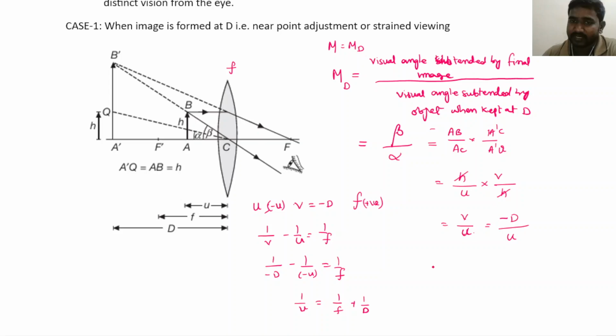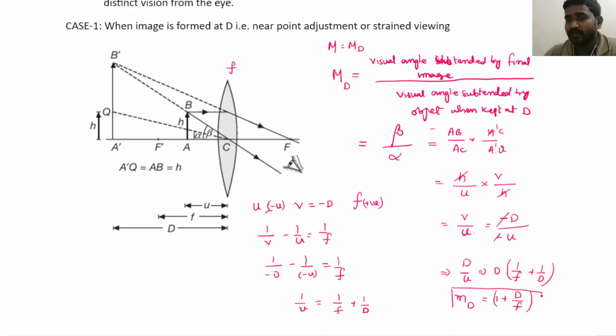So here you can substitute that. Minus u is also a minus, and minus minus gets cancelled. Therefore, d divided by u. So d times 1 by u is nothing but 1 by f plus 1 by d. So you get 1 plus D divided by f. That is your magnifying power of the microscope whenever the final image is formed at the least distance of distinct vision.